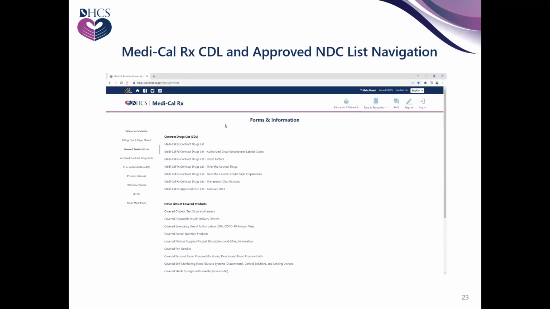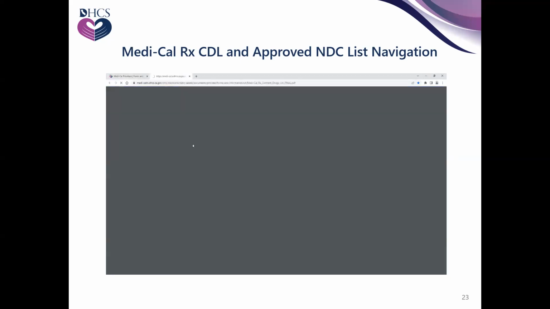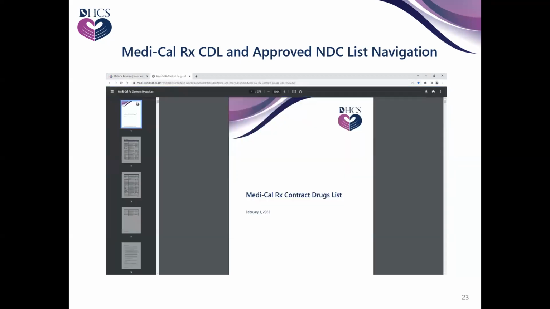Navigating back to the upper portion, you will notice that there are 6 CDLs, as well as the approved NDC list. For the purposes of this demonstration, we will focus on the top main Medi-Cal Rx CDL. After loading, the CDL will open in a new tab in your same browser. The CDL is a list of drugs and rules that govern the pharmacy benefits. Medications not on the CDL will require a prior authorization, or PA. It is organized by therapeutic class and also searchable by generic name.